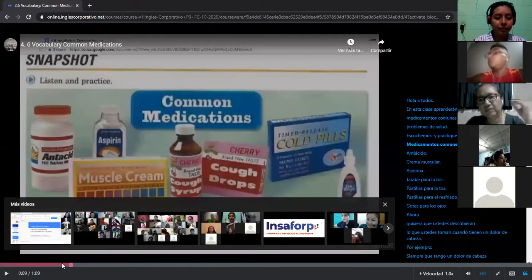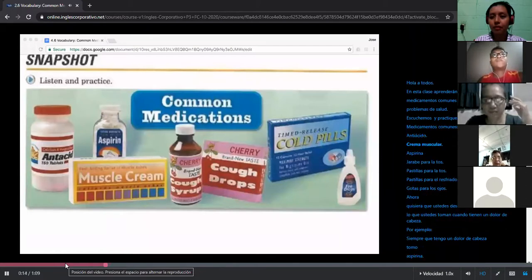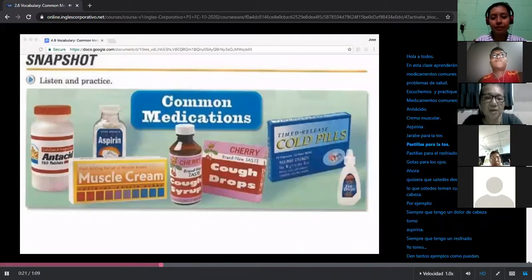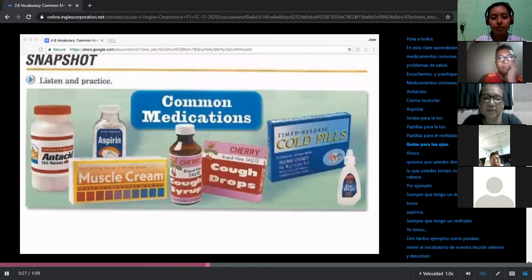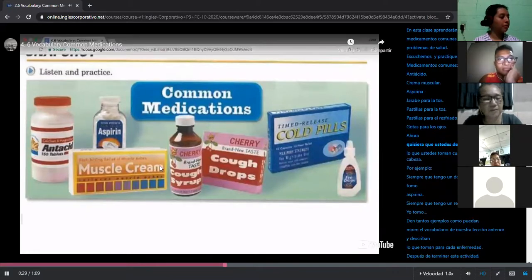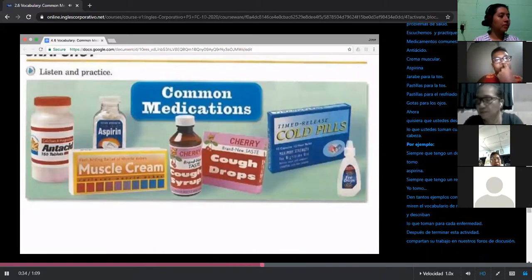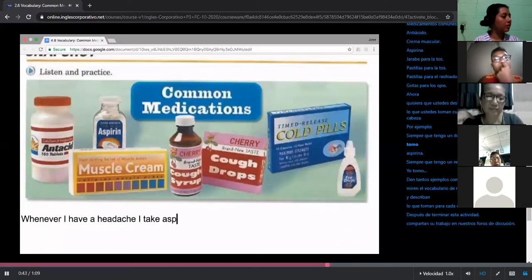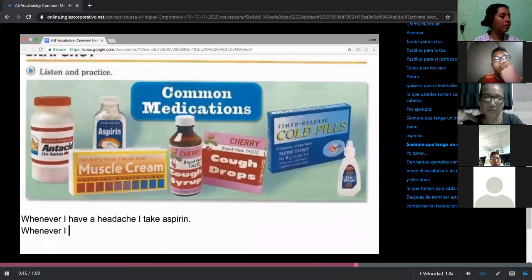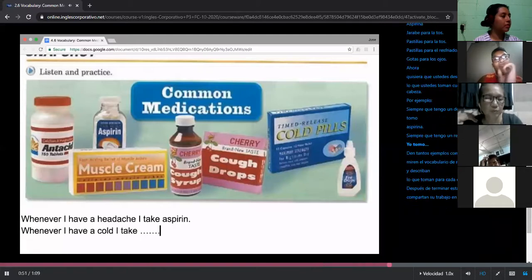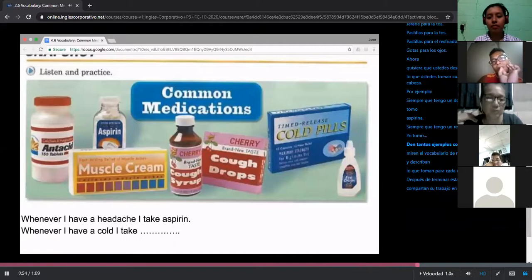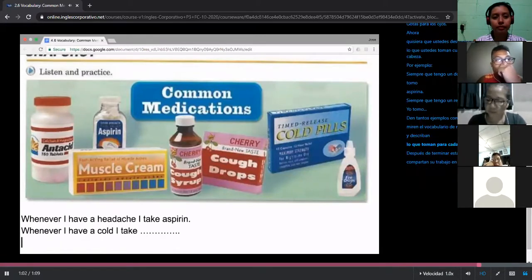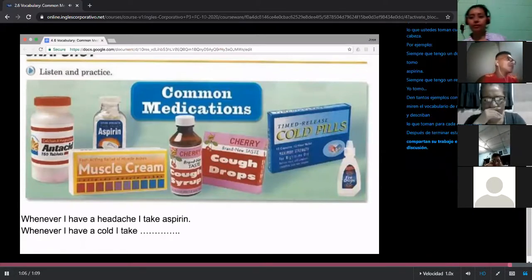Okay, there we go. Medications. Antacid. Muscle cream. Aspirin. Cough syrup. Cough drops. Cold pills. Eye drops. Now, I would like for you to describe what you take whenever you have a headache. For example, whenever I have a headache, I take aspirin. Whenever I have a cold, I take... Give as many examples as you can. Look at the vocabulary from our previous lesson and describe what you take for each illness. After you finish this activity, share your work in our discussion forums.